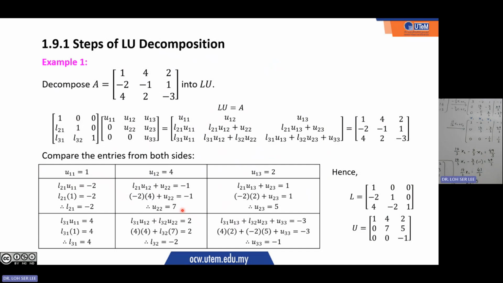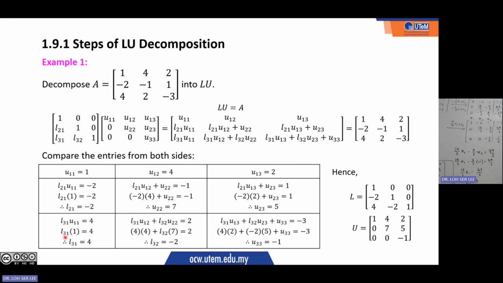Can you see that? Okay, one by one. So this one equals 1. And you know what L21 and U13 are? Then solve for U23. Okay, same goes to this 3. Okay, this one equals 4.